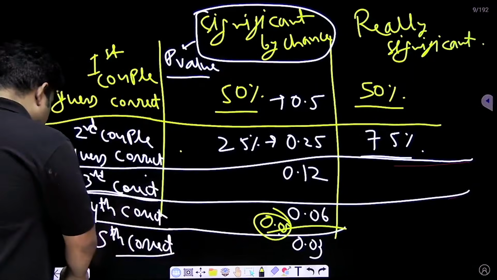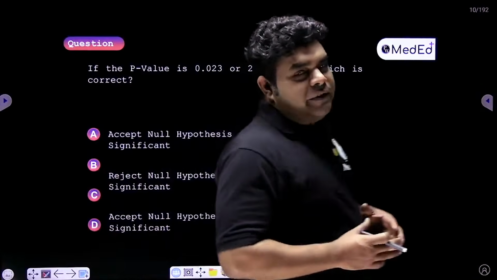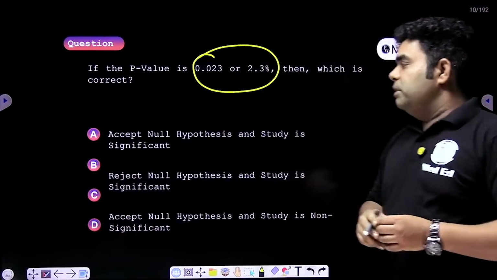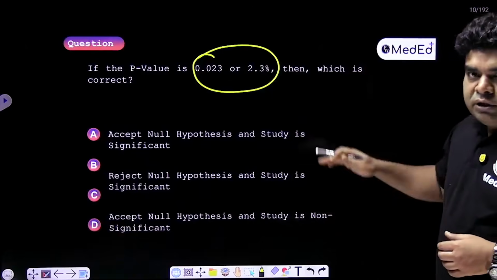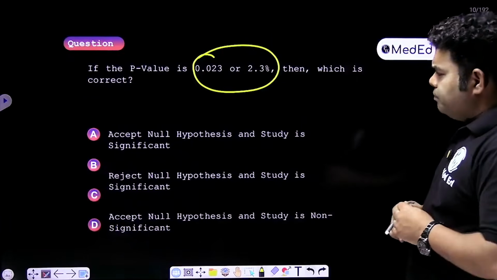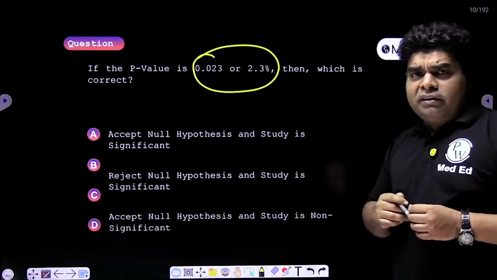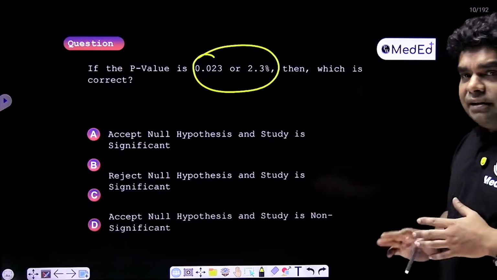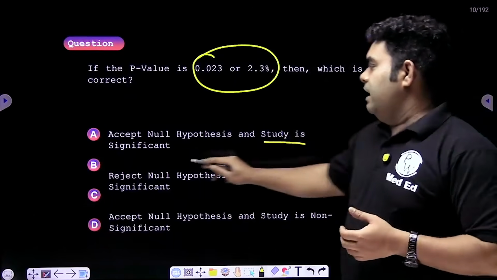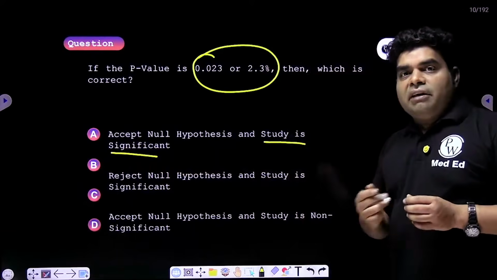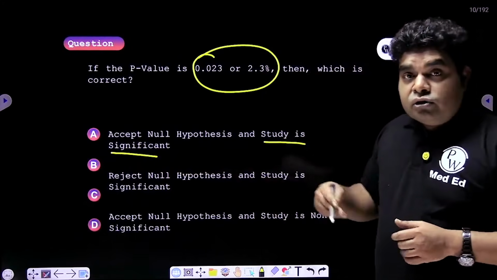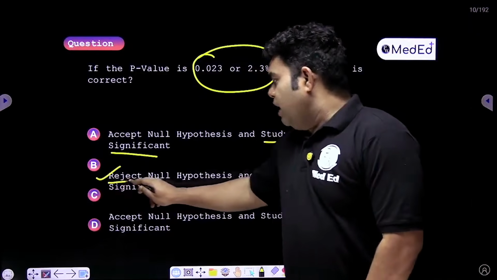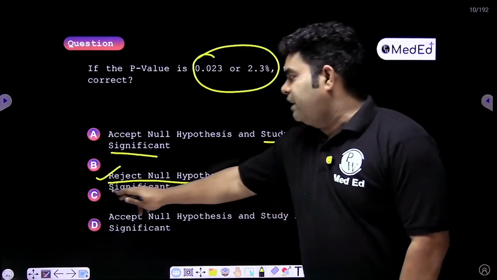So now let's do some questions on it. I hope this concept is clear. The question is very simple: if the p-value is 0.023, that means the mistake is only 2.3%, what will you do? Which option will be correct? So first, if the p-value is 2.3%, the p-value is a mistake like alpha error. So if the p-value or alpha error is low, you can trust the result, the study is significant. And if the study is significant, it means the null hypothesis is wrong. So we have to reject the null hypothesis. So the correct answer will be option B. We have to reject the null hypothesis because the study is significant.